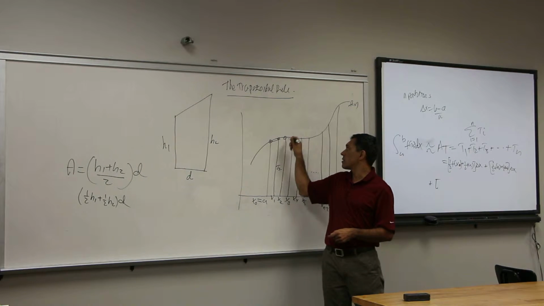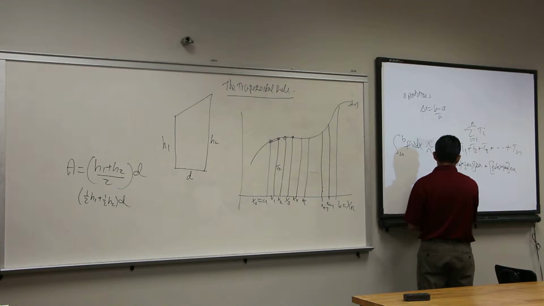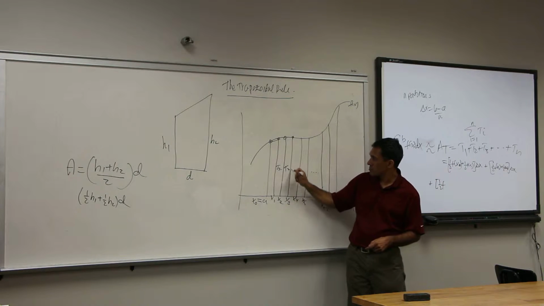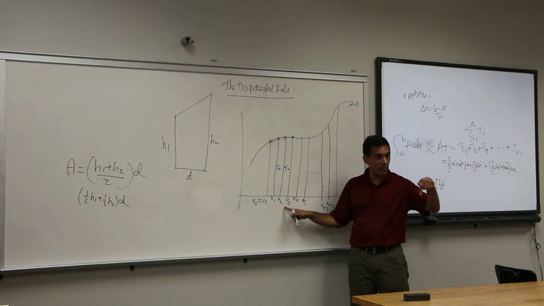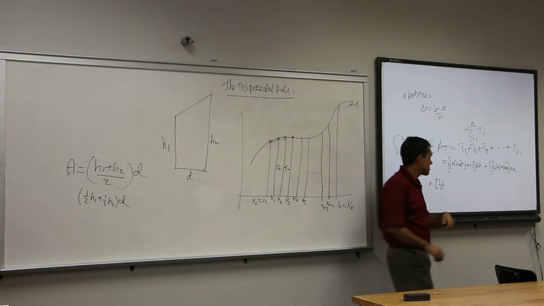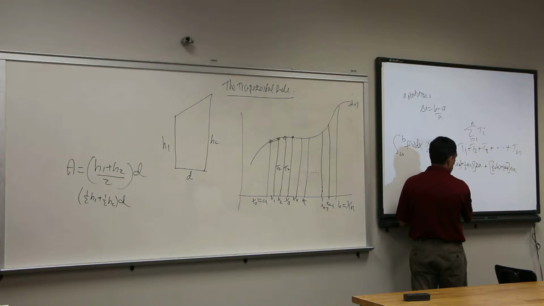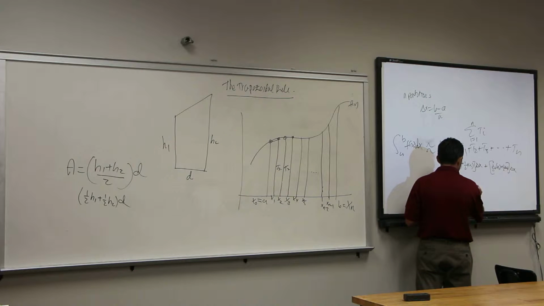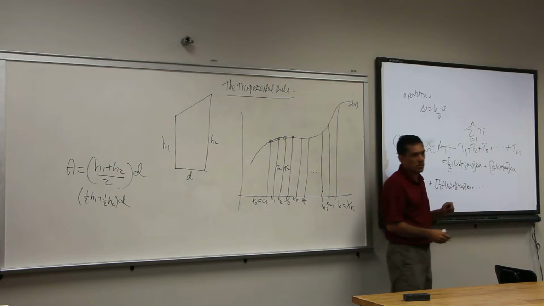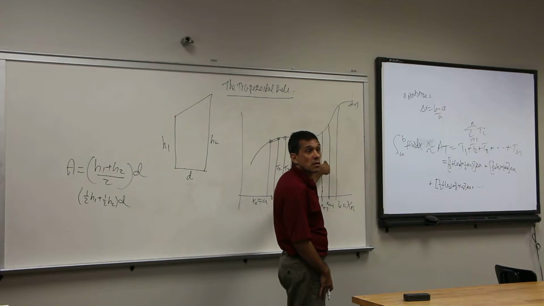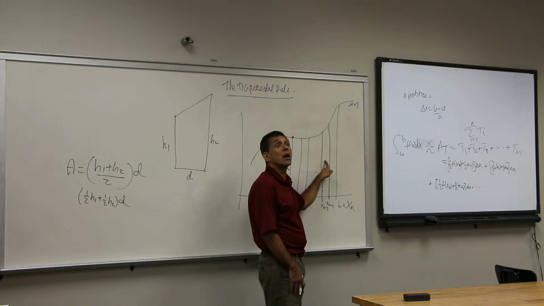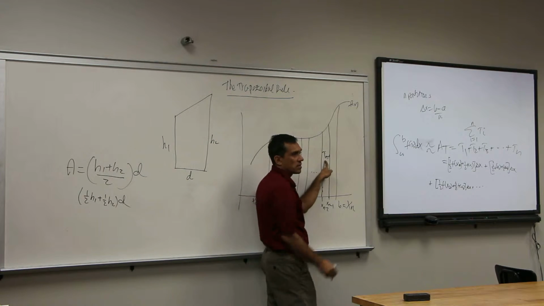Trapezoid 3 now. f of x2, 1/2 of it. f of x3, 1/2 of it. Add them up, multiply by the thickness. I'm going to stop there. Let us go to the end. This one, trapezoid 1. This is trapezoid n minus 1.